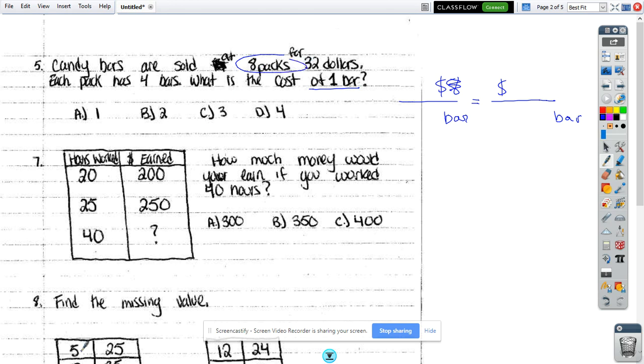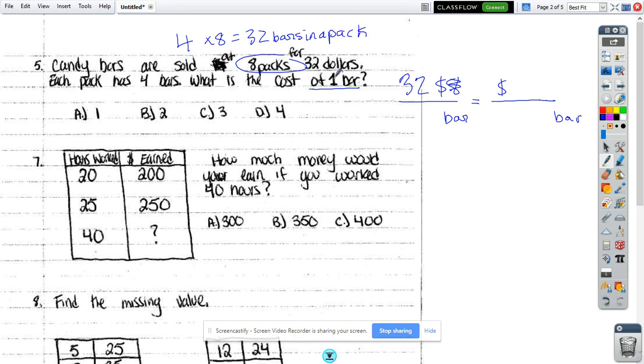That's an issue. But what we do know is that this is $32, but we don't know how many bars this is. But there's 4 bars in a pack. So if I were to take 4 times 8, that gives me 32 bars in one pack. Bars.